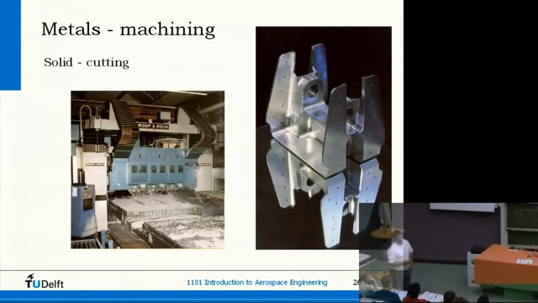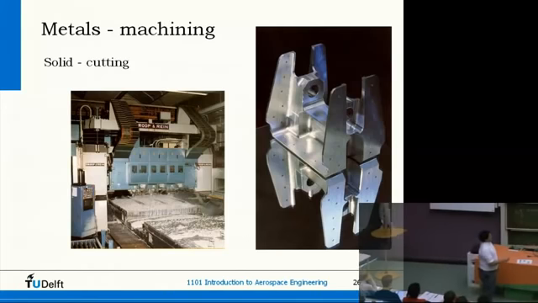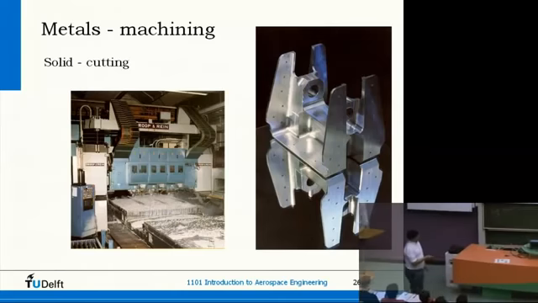Metals can also be machined, cutting away material. Here you see, for instance, some kind of bracket for an aircraft. This is completely machined from a block. You take a block, machine away about 90% of the material, and you end up with your final product. Usually done on big milling machines.